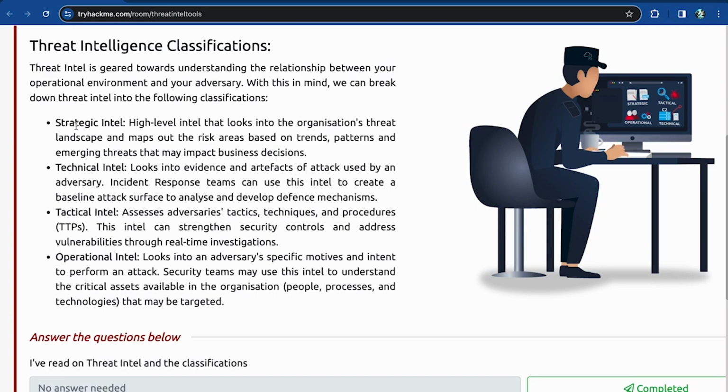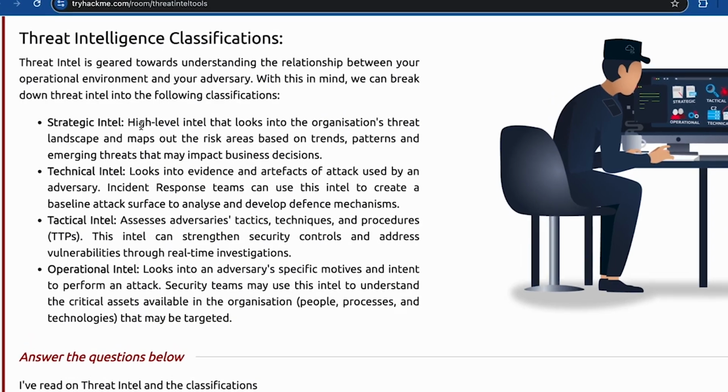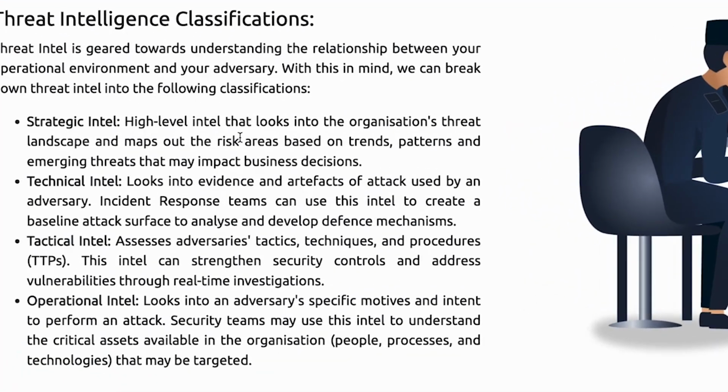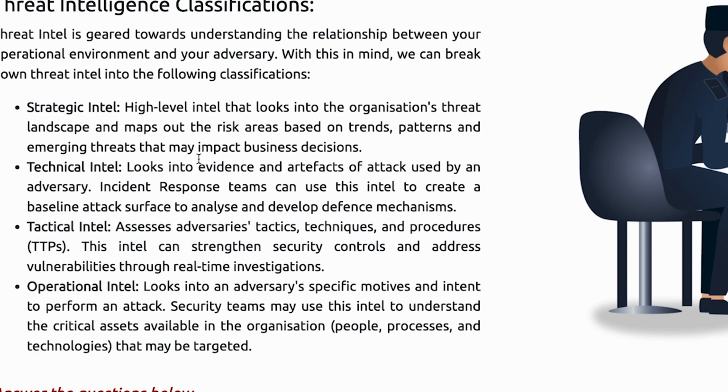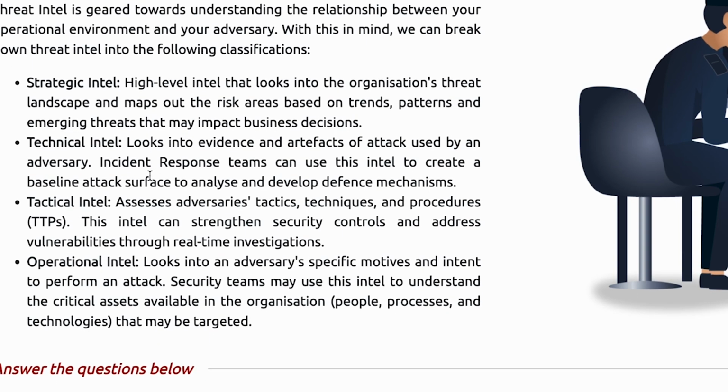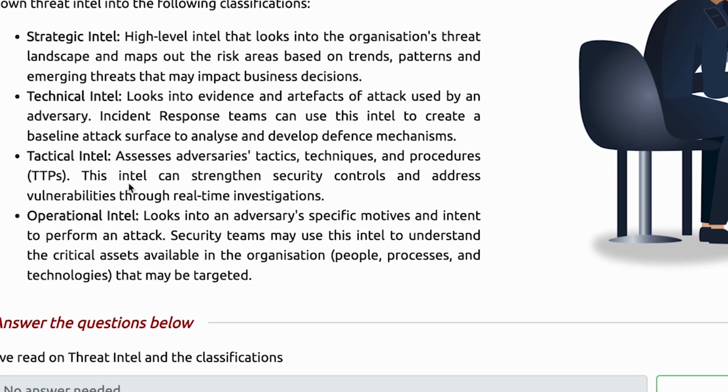These are some of the classifications for threat intel. So you have strategic intel, which is high-level intelligence that looks into the organization's threat landscape and maps out the risk areas based on trends, patterns, emerging threats, and everything that may impact the business decisions or operations. Then there is technical intelligence, which looks into the evidence and artifacts of the attack used by an adversary. So this is kind of after the fact, or maybe if you have a good team, during the attack. Incident response teams can use this intelligence to create a baseline attack surface to analyze and develop defense mechanisms.